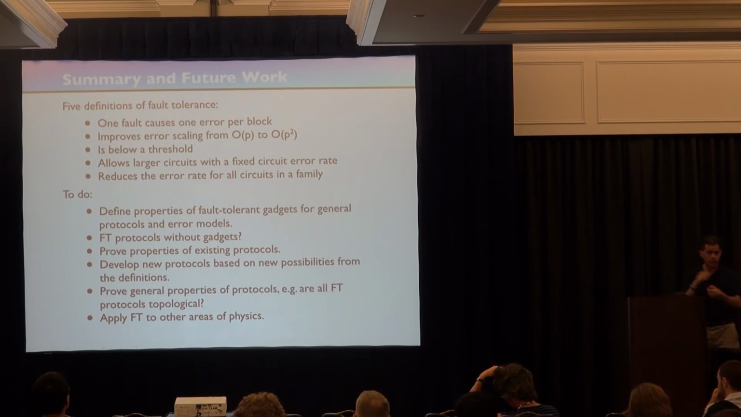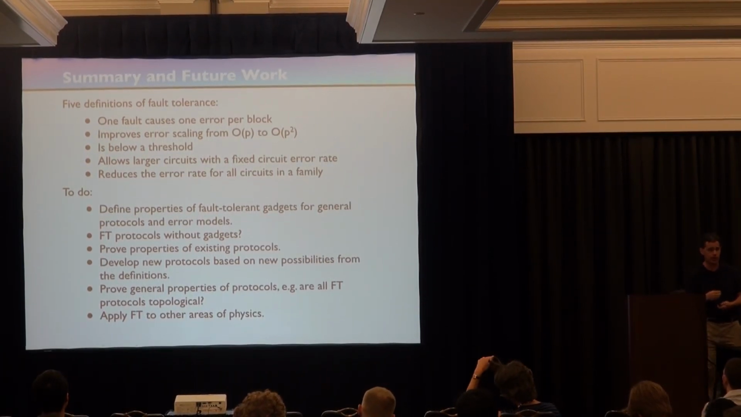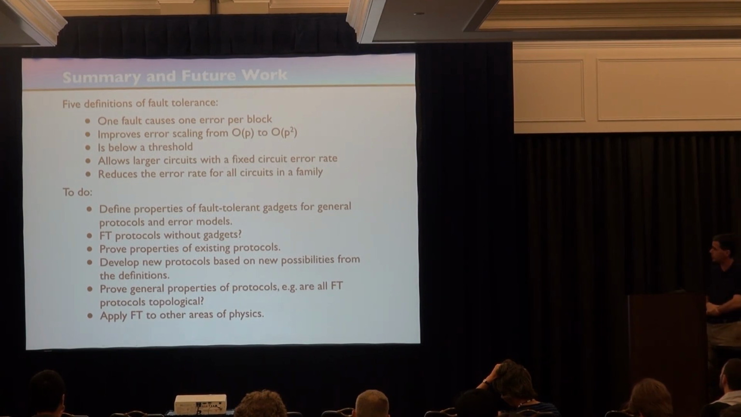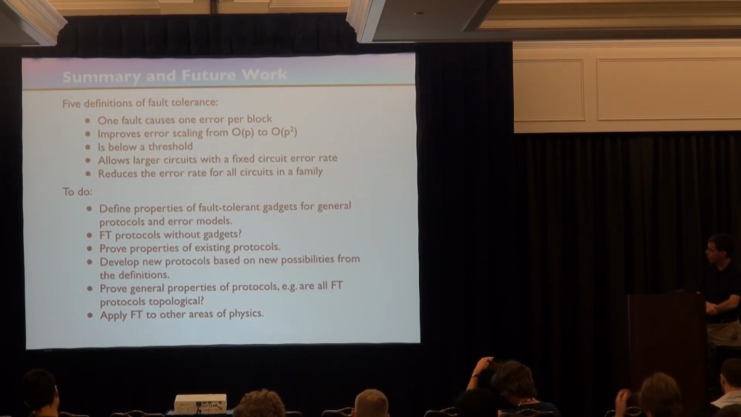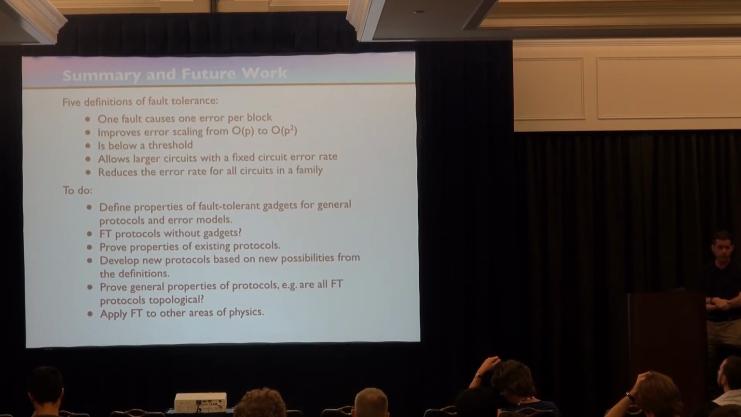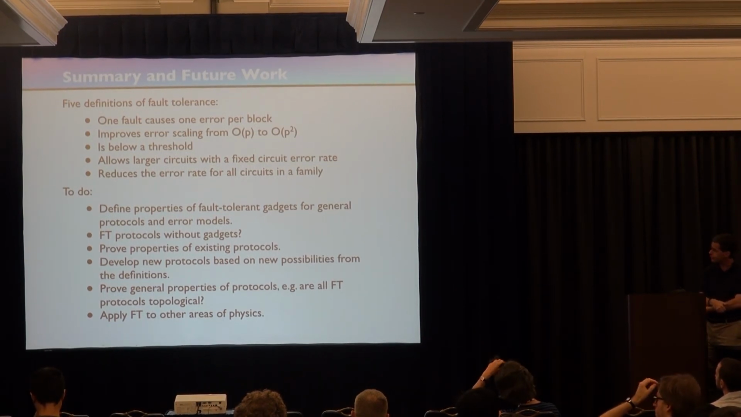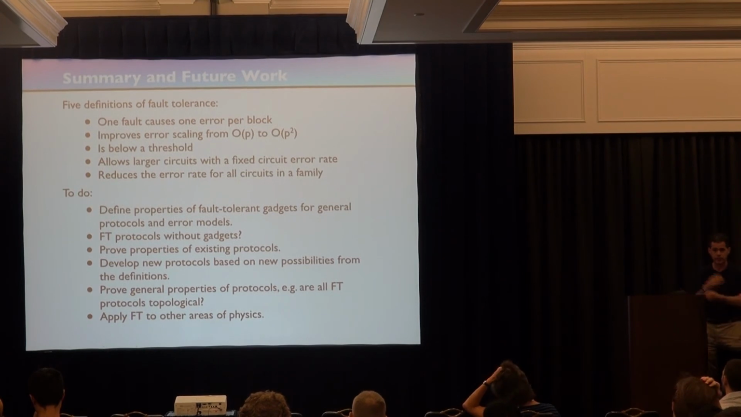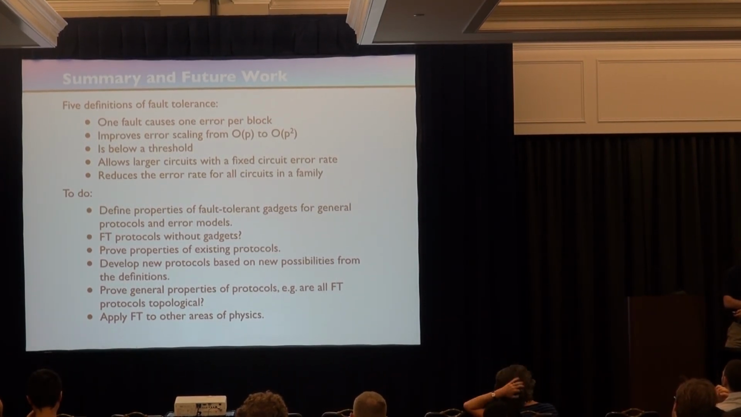Now, like I said, this is part of a bigger project for me. So here's a list of things that I would like to do, not necessarily as part of this project, but maybe sometime in the future. So one thing that is in progress is defining what it means to have a fault-tolerant gadget and to have a protocol that's built out of fault-tolerant gadgets, but to extend that from the existing definitions to more general protocols and error models. It'd be interesting to come up with fault-tolerant protocols that don't have gadgets. I don't know really if that's possible, but it's an interesting question. And like I said, prove properties that we haven't proven before about existing protocols.